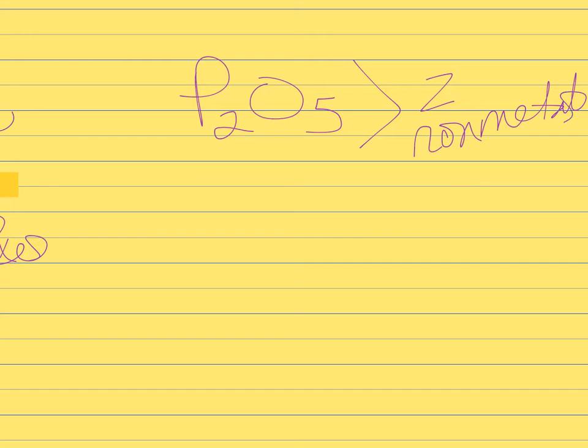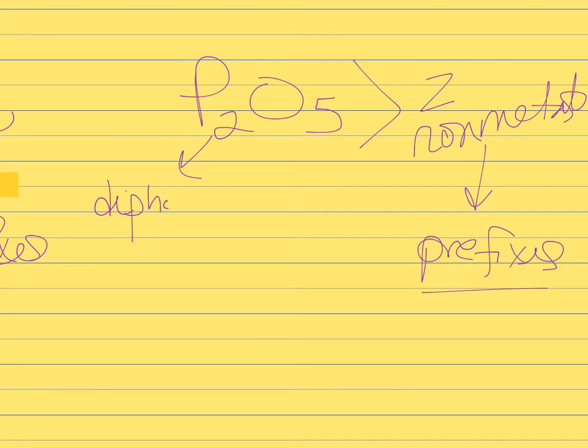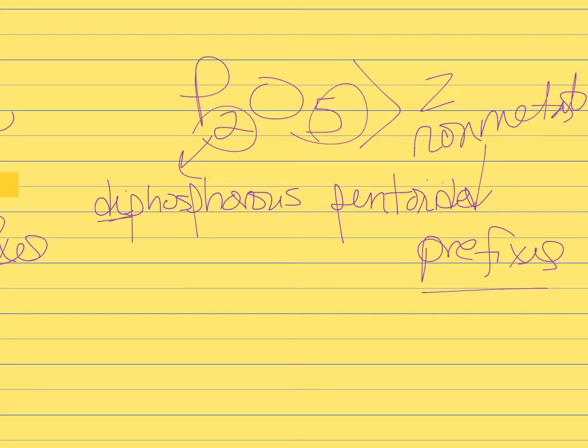So if it's covalent, the most important thing you need to remember is that you must use prefixes to tell the reader how many of each element. So in this case, it would be diphosphorus pentaoxide. Okay, penta is the prefix for 5, and di, of course, is the prefix for 2. And that's it. So covalents are very easy to name.